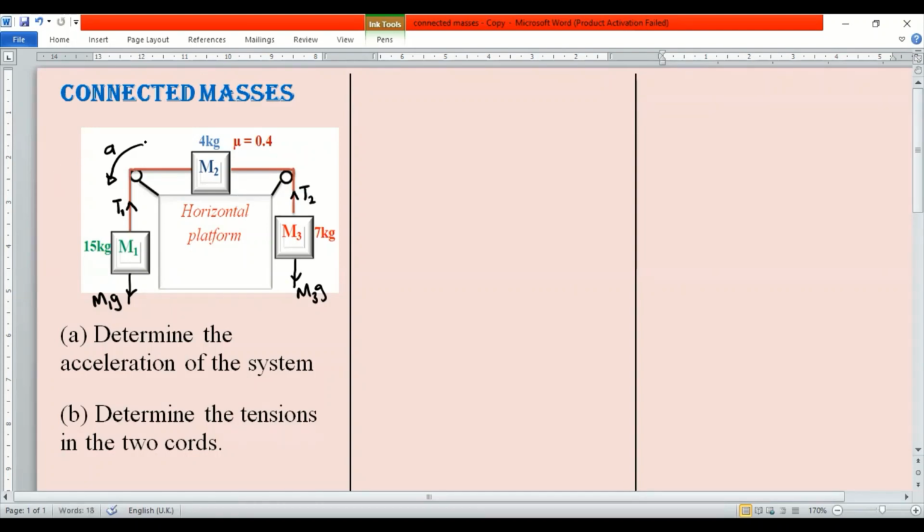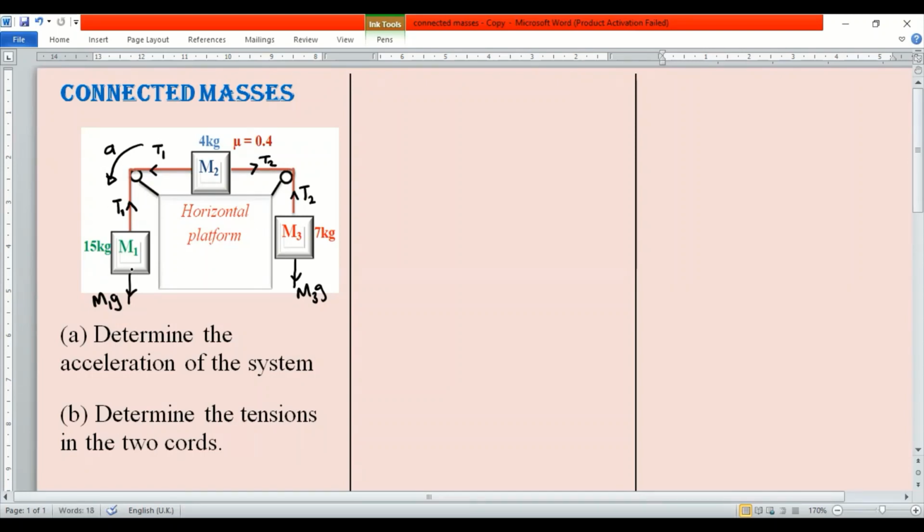Now, according to this direction of motion, it means that this mass M2 will move in this direction. This cord is the same thing as this cord, so the tension on the cord will be the same. So this direction is your T1, and this direction is your T2, because this cord and this cord are the same thing.